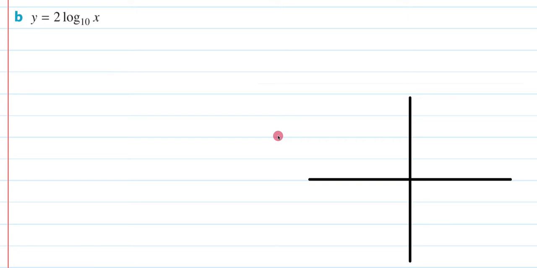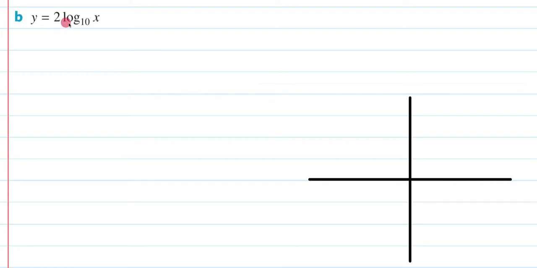We are going through exercise 13G, question 1B. So we need to sketch this. As you can see, it's pretty much a stock standard log graph. The only thing that's really different here is the fact that I have a 2 out the front, which means I'm going to have a dilation by a factor of 2 from my x-axis.